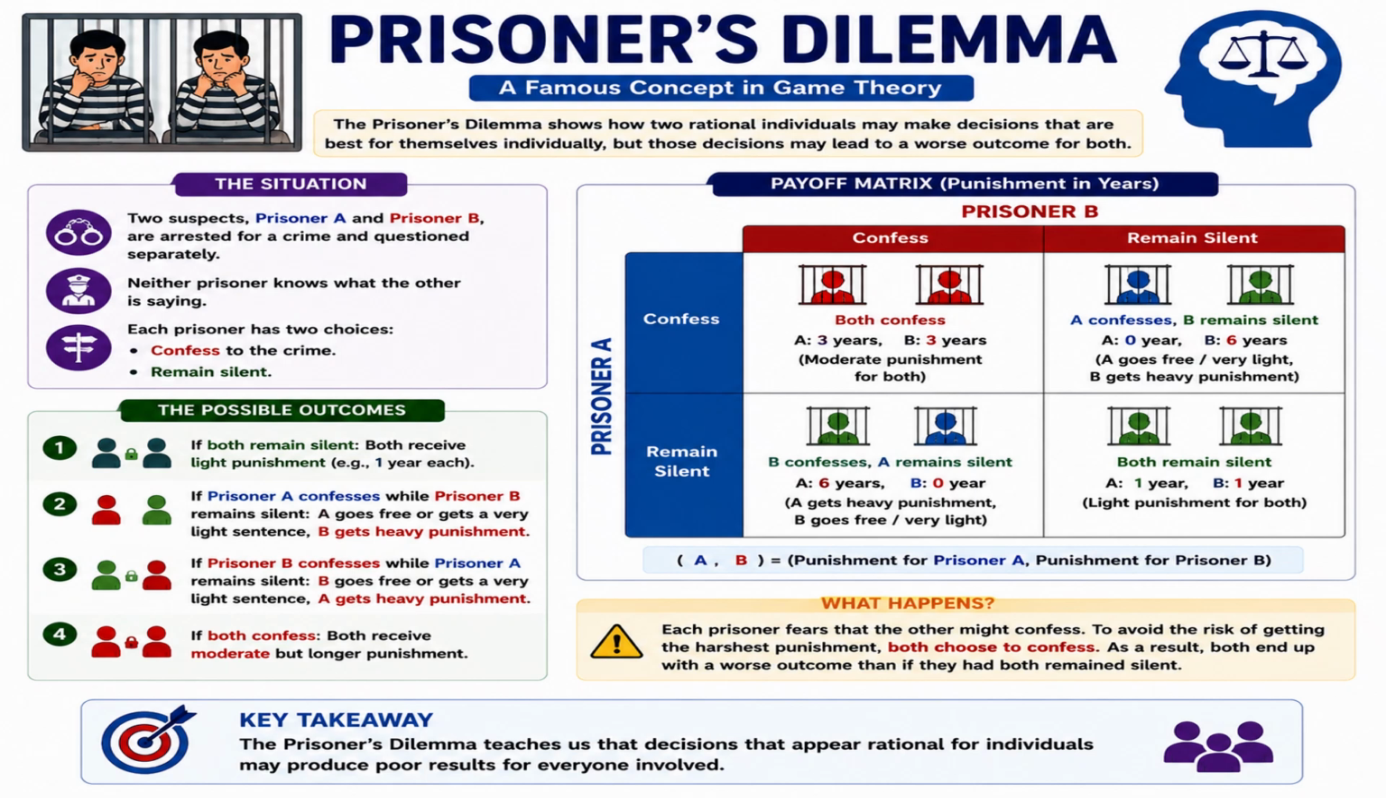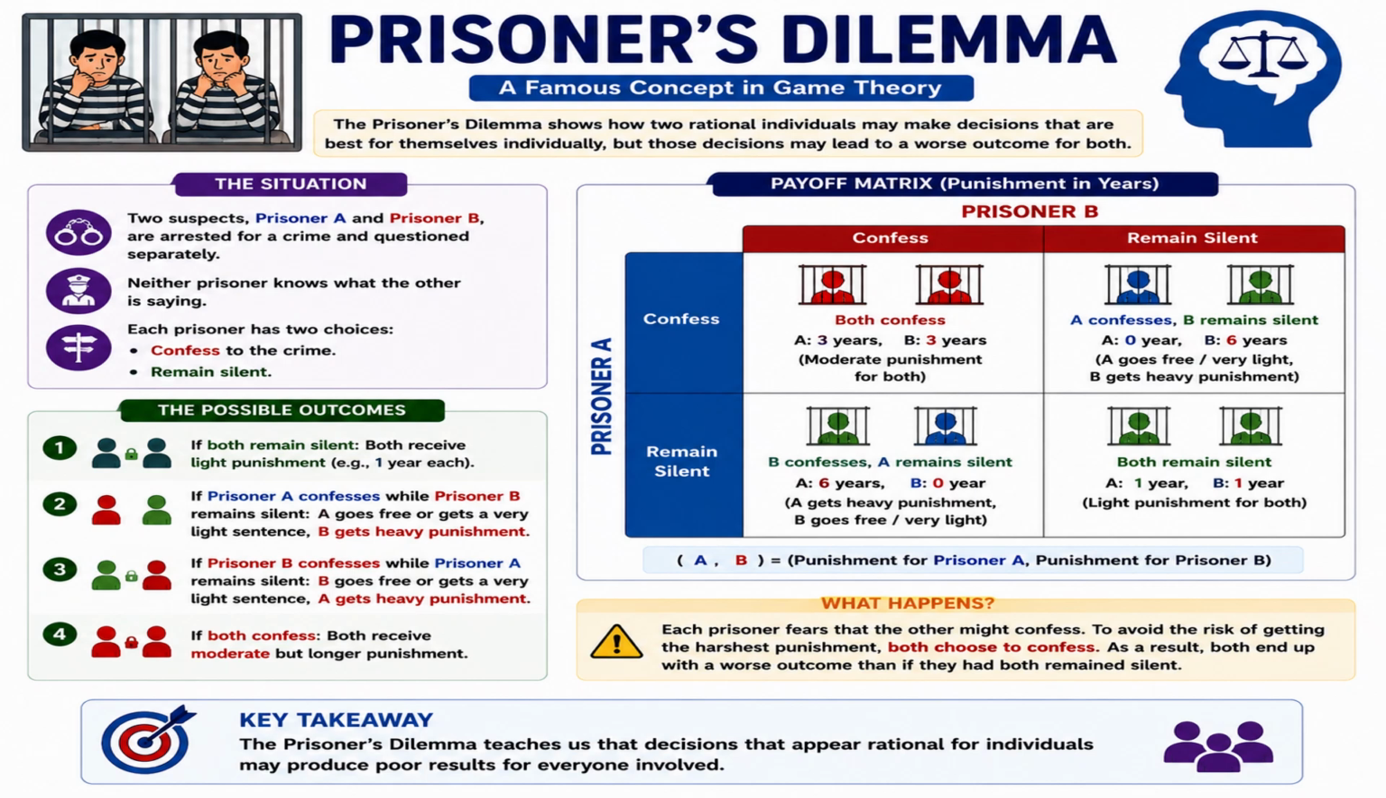Imagine that two suspects, whom we will call prisoner A and prisoner B, are arrested for committing a crime. The police question them separately, so neither prisoner knows what the other is saying. Each prisoner has two choices. The first choice is to confess to the crime. The second choice is to remain silent. Now, there are four possible outcomes.